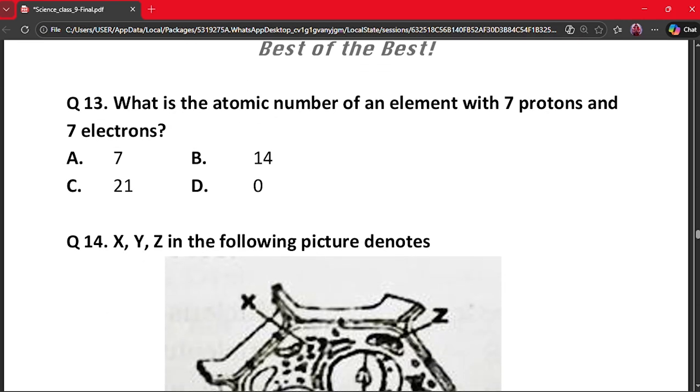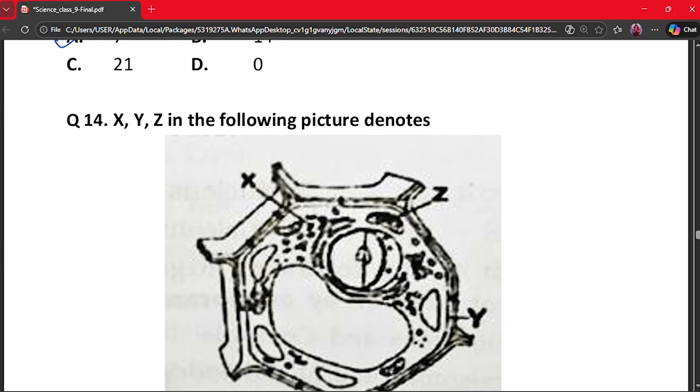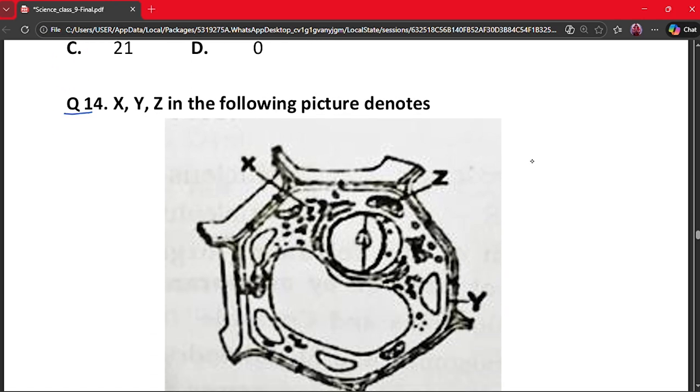The next question is question number 13. What is the atomic number of an element with 7 protons and 7 electrons? A. 7, B. 14, C. 21, and D. 0. So here the correct answer is 7. Why? Because atomic number equals the number of protons in an atom. Since the atom has 7 protons, the atomic number is 7, and electrons do not change the atomic number, so it is fixed.